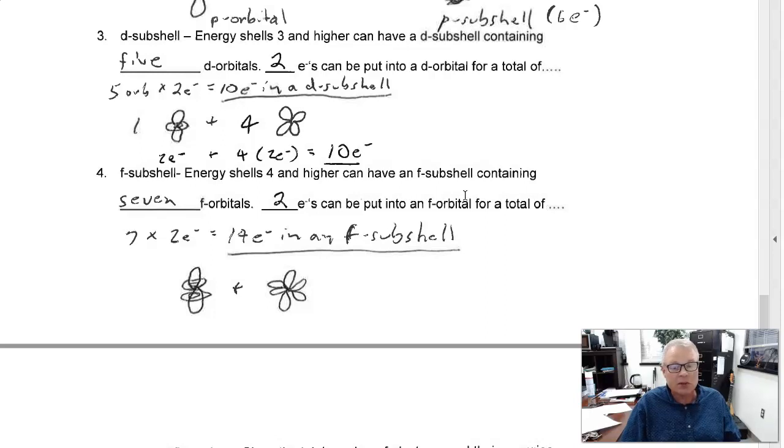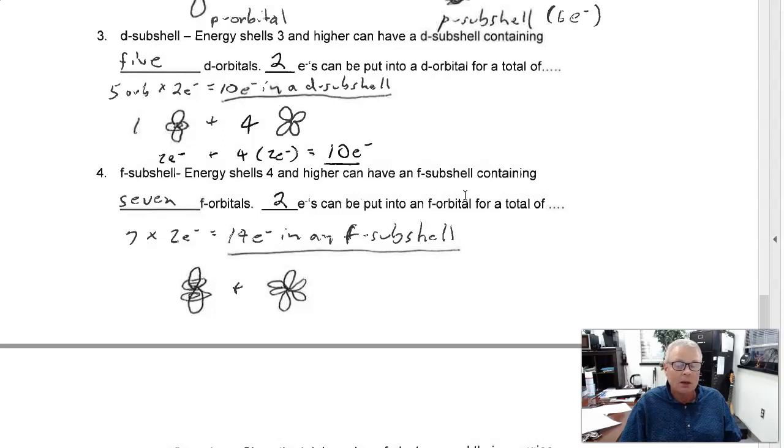Notice that the number of electrons in each successive subshell is going up by 4 each time. We went from 2 to 6 to 10. Why is it going up by 4? Well, because the number of orbitals is increasing by 2 each time. And any orbital always holds 2 electrons. 2 times 2 is 4. So the reason each successive subshell here contains more electrons is not because the orbitals hold more. It's because I have more orbitals.